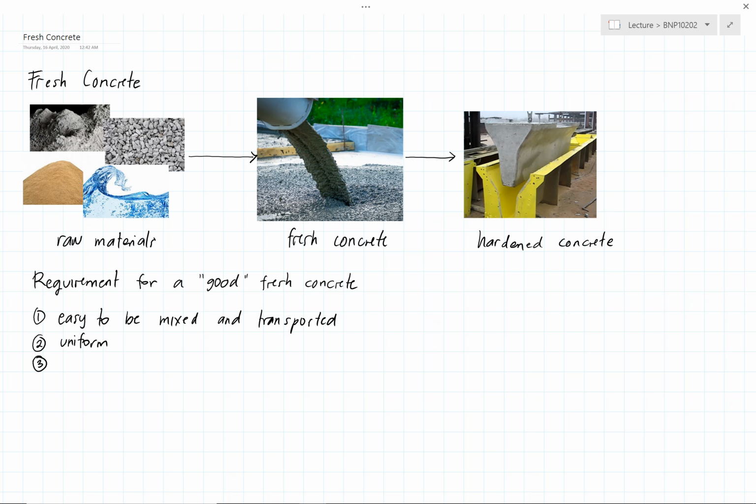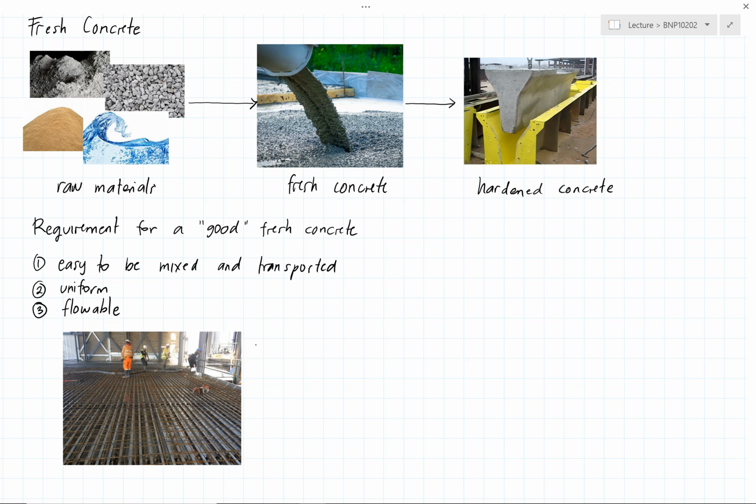The next requirement, it should be flowable. So your concrete must be able to flow into a very narrow gap. Gap over here means the distance or the spacing between rebars. I will give you an example over here. Okay, this is one example of slab reinforcement. When you're pouring your concrete onto the formwork, your fresh concrete must be able to seep into the space between the rebar. So that's why one of the good characteristics of fresh concrete is that it must be flowable, especially to seep into the narrow gap or narrow spacing between the rebar.